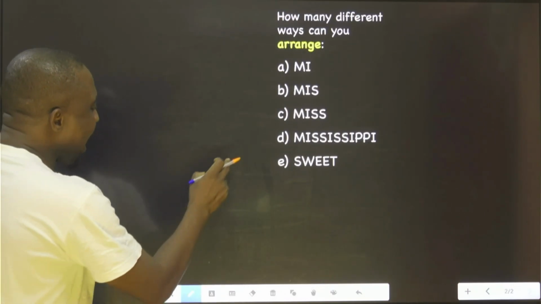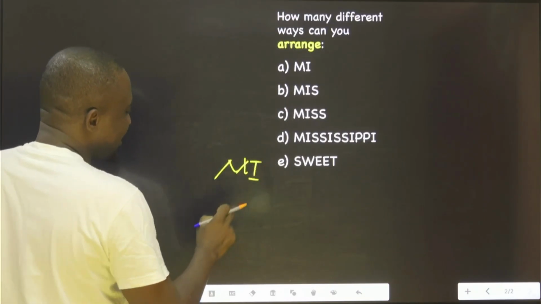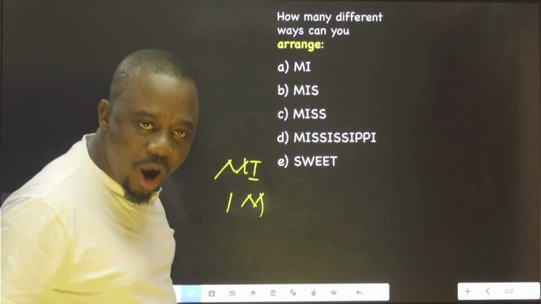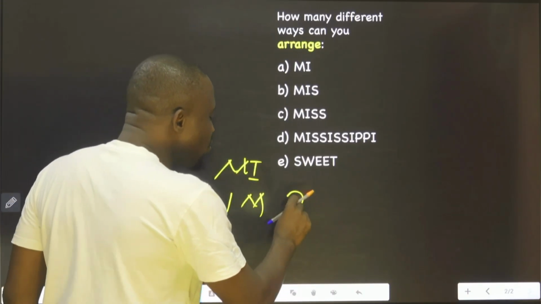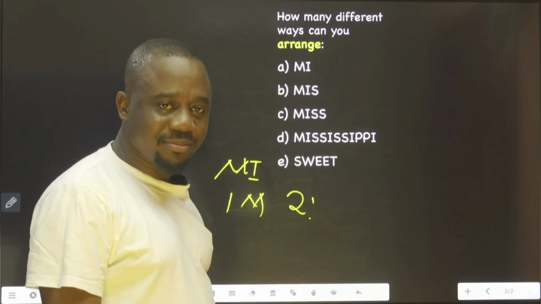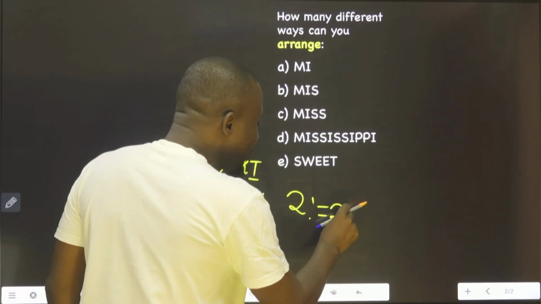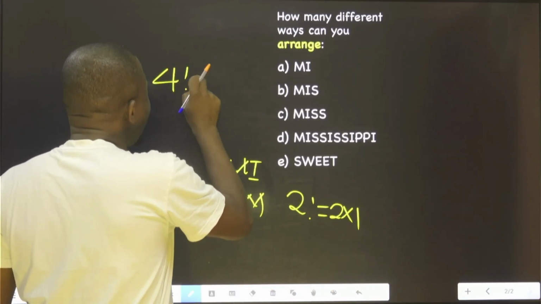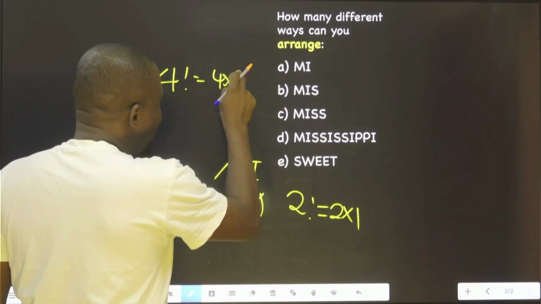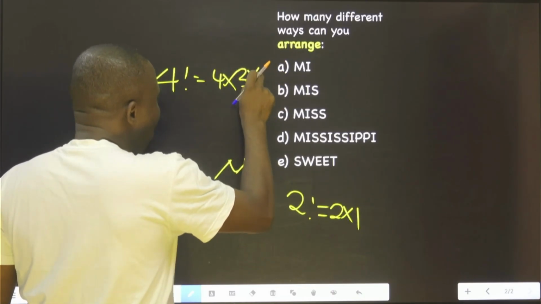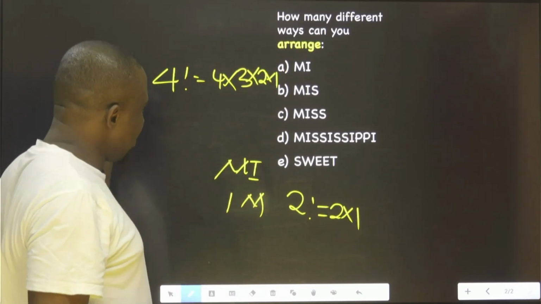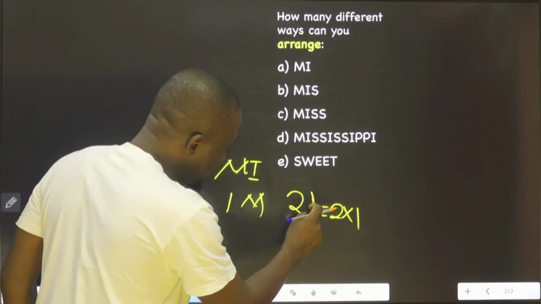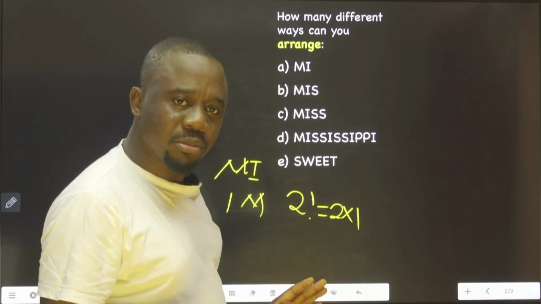That is M, I, M. Only two ways. What is the meaning of that? 2 factorial, which is 2 multiplied by 1. Remember, factorial means, like this, 4, reduced by 1, 3, reduced by 1, 2, reduced by 1, 1. Then you multiply. That is the meaning of this factorial. So, 2 factorial is 2 multiplied by 1.